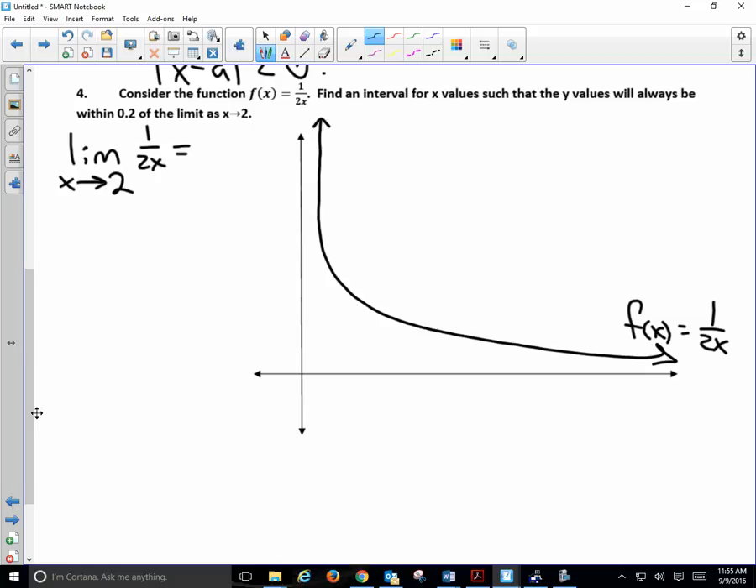Can you plug in 2 to that? Are you able to plug it in? And what do you get? 1 over 4, 0.25. Very good. So epsilon is our tolerance. We want to be within how much? 0.2. So I'm going to start to mark this out. I have an x value of 2. And I have a y value of 0.25. Everybody agree with that?